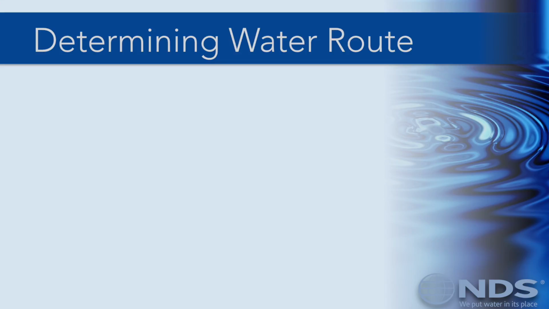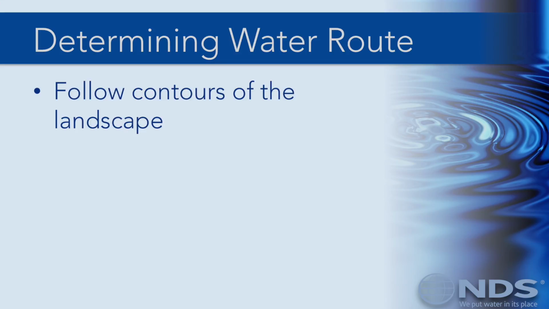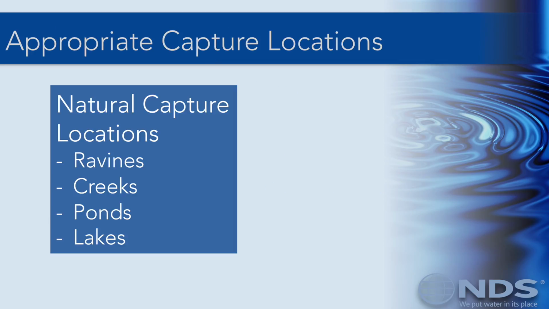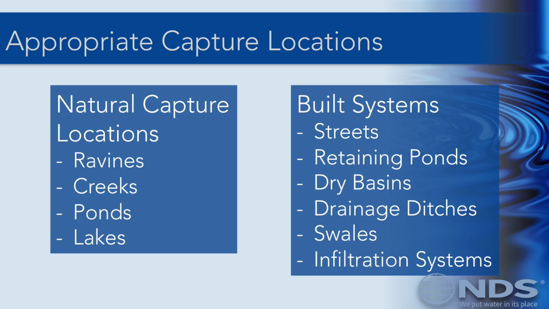To determine where the water is going, follow the contours of the landscape that help water drain from the property. Drainage systems should avoid charging water onto another person's property or into a sanitary sewer. Discharge points should either be natural capture locations like ravines, creeks, ponds, or lakes, or built systems designed to channel water like streets, retaining ponds, dry basins, drainage ditches, swales, infiltration systems, etc. I really could go on.